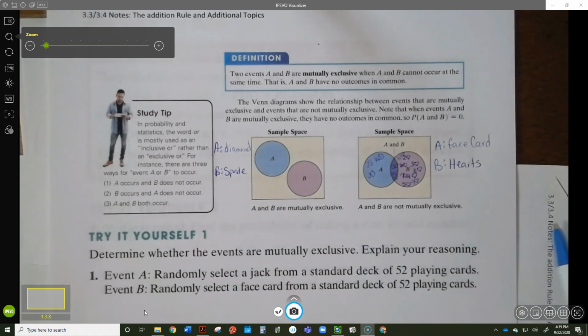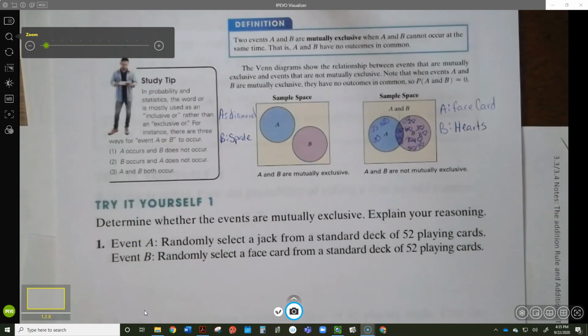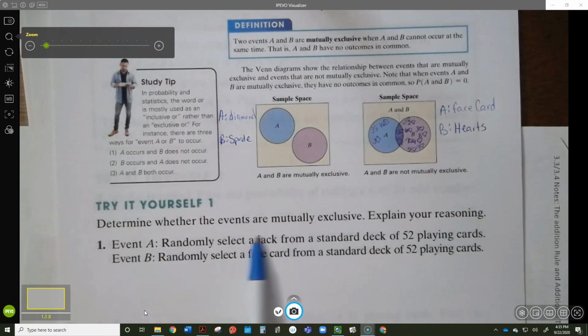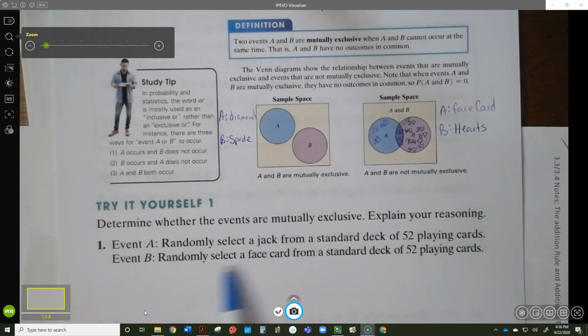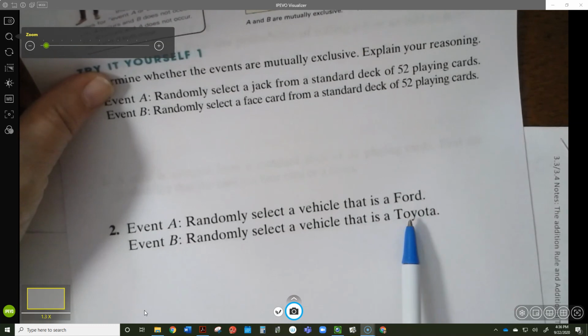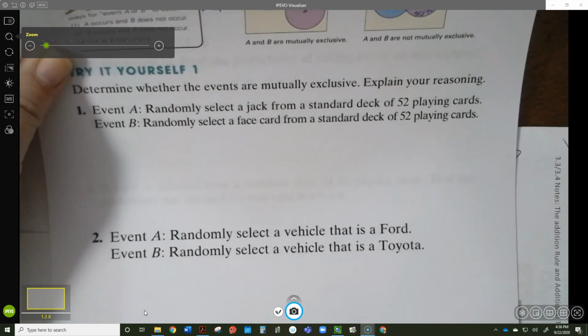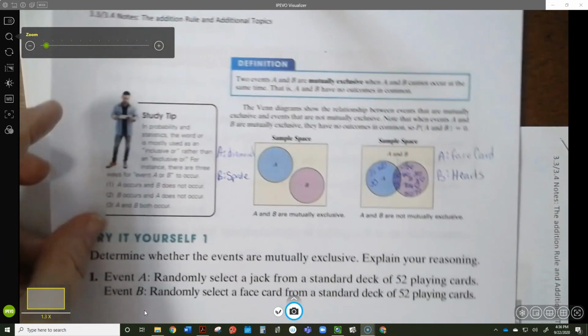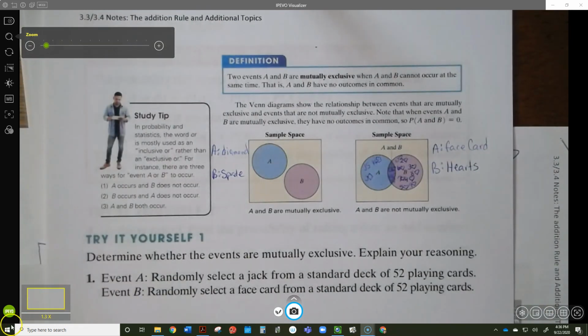Okay, so let that sink in. Go ahead and look at this one and see if you can determine whether or not these two events are mutually exclusive or not. And what you should be asking, can you be a jack and can you be a face card at the same time? That's what you should be trying to ask yourself. Can you be a Ford and can you be a Toyota at the same time? At the beginning of my next video, we will look at those answers, okay? Determine whether or not they're mutually exclusive.